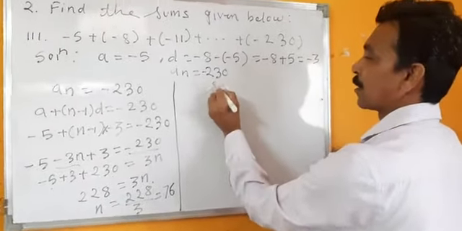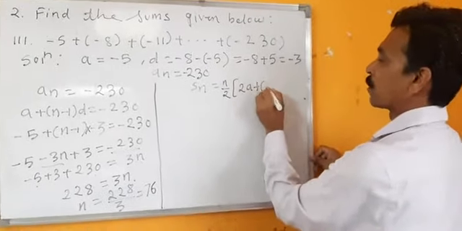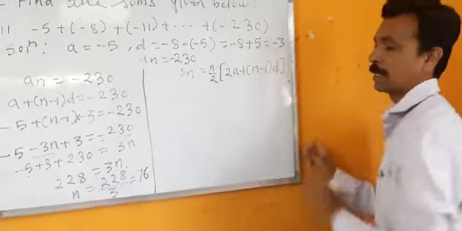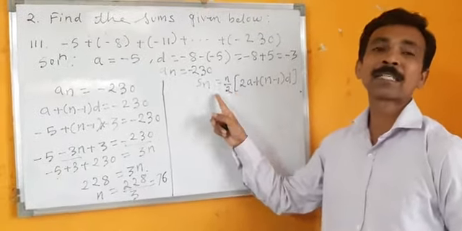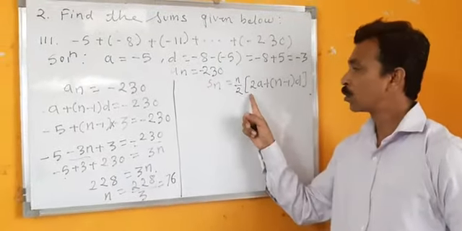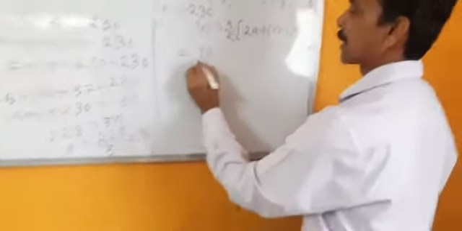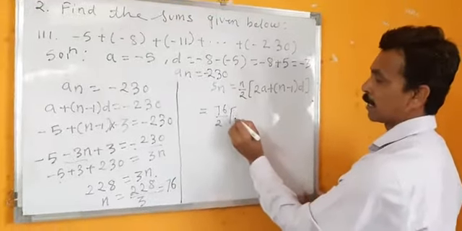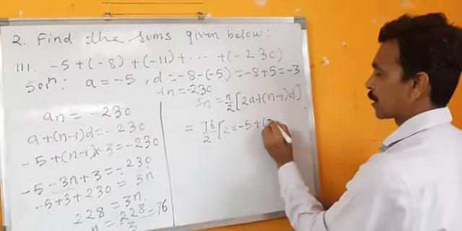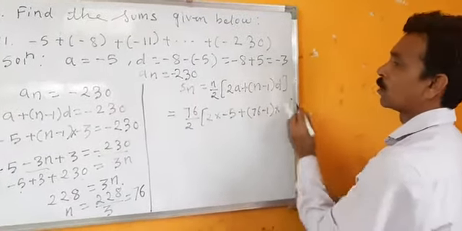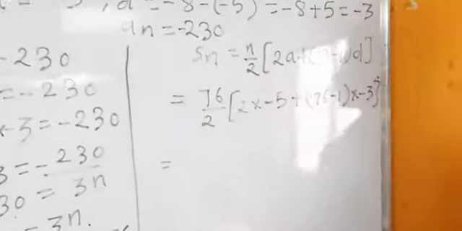Now we'll use the formula. Sn is equal to n by 2 into 2a plus n minus 1 into d. After getting the value of n as 76, now we'll find Sn. Sn is equal to n by 2 into 2a plus n minus 1 into d, which is 76 upon 2, 2a means 2 into minus 5, plus n, which is 76, minus 1 into d, which is minus 3, is equal to 76 upon 2.